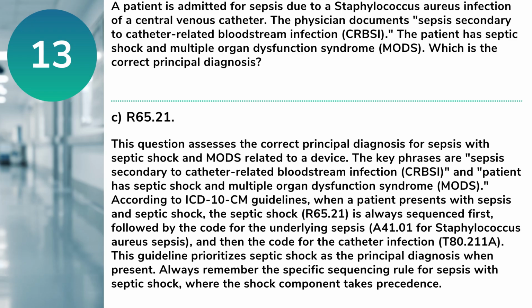for the catheter infection, T80.211A. This guideline prioritizes septic shock as the principal diagnosis when present. Always remember the specific sequencing rule for sepsis with septic shock, where the shock component takes precedence.